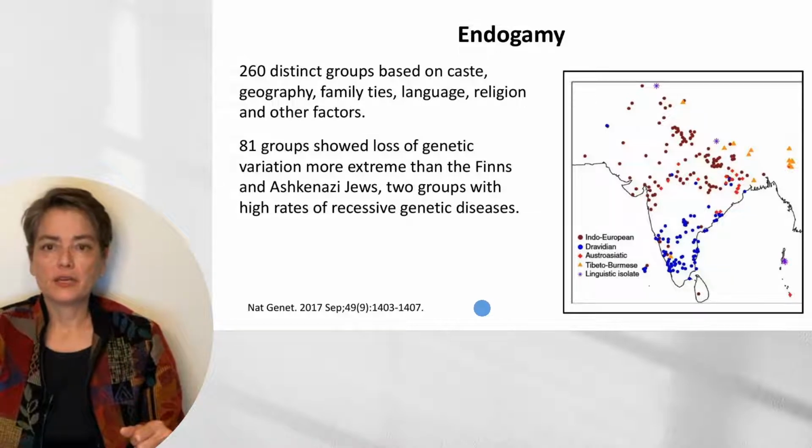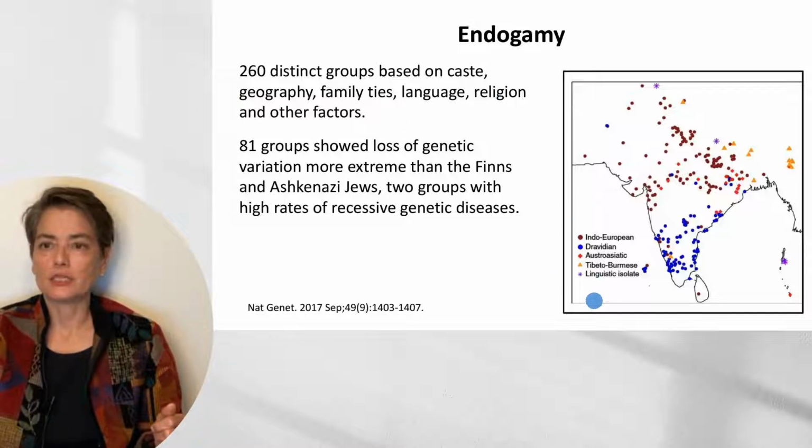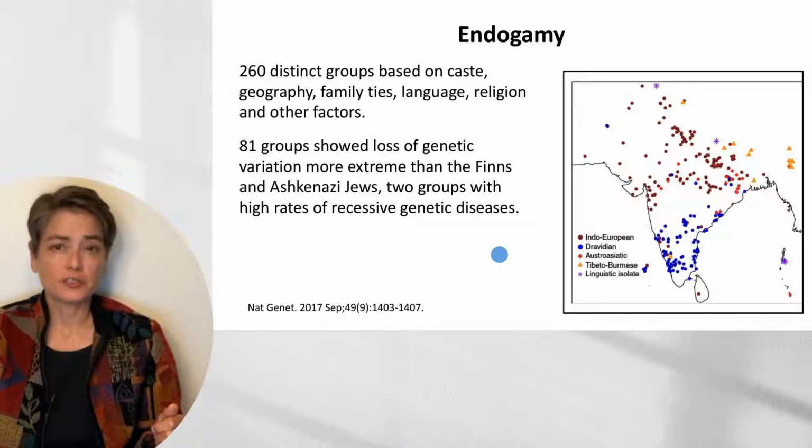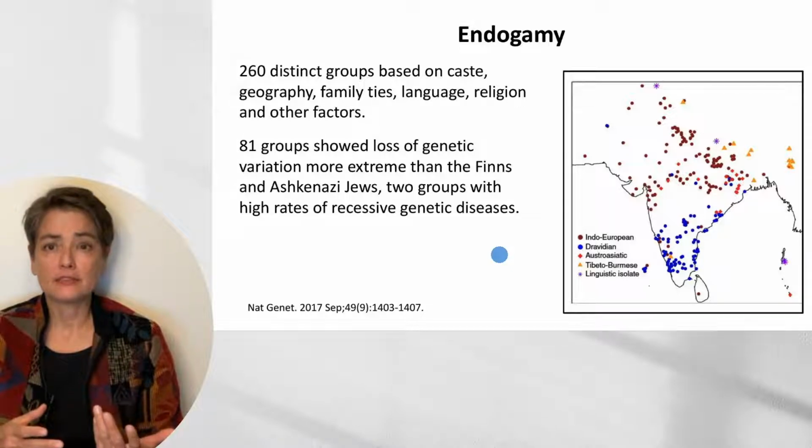This is just a lovely study from Nature Genetics looking at variation in South Asia. So the researchers identified 260 distinct groups. And the groups were based on caste or geography or family ties or language. This map shows the different colors referring to different linguistic groups. And when they did their genomic analysis, they found that 81 of these 260 groups showed a loss of genetic variation more extreme than what we see in the Finns and the Ashkenazi Jews, which are two groups that we typically associate with high rates of recessive genetic diseases.